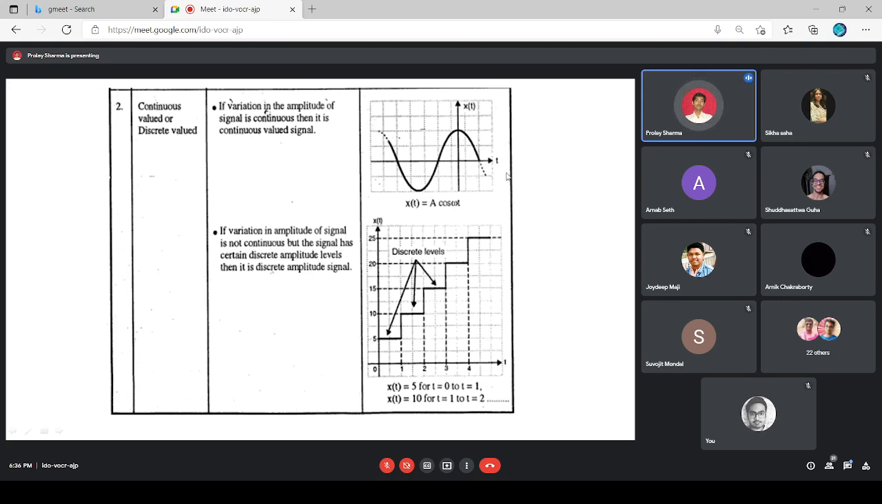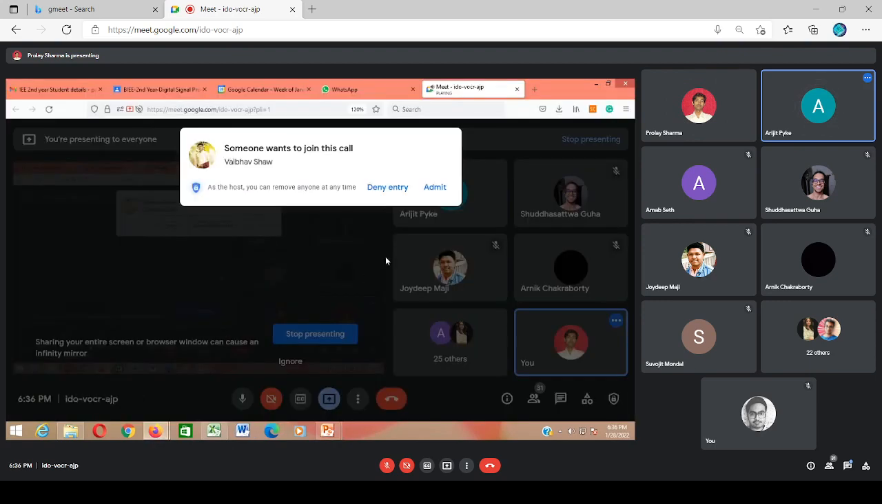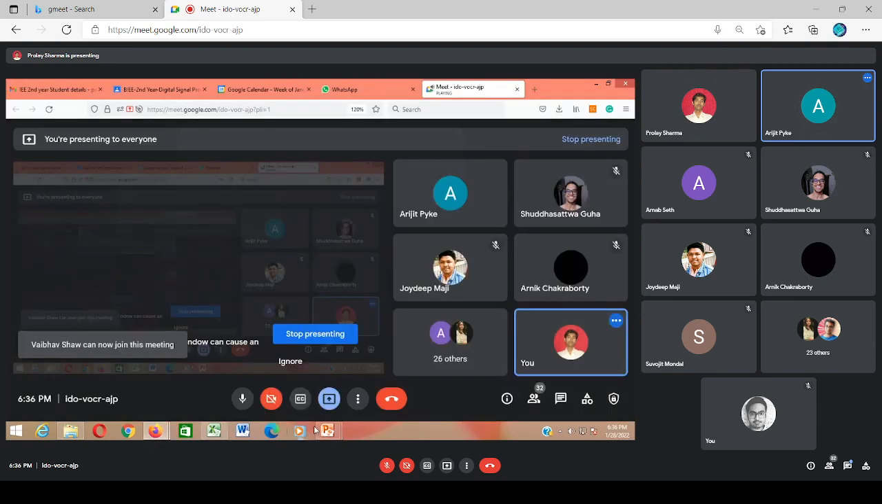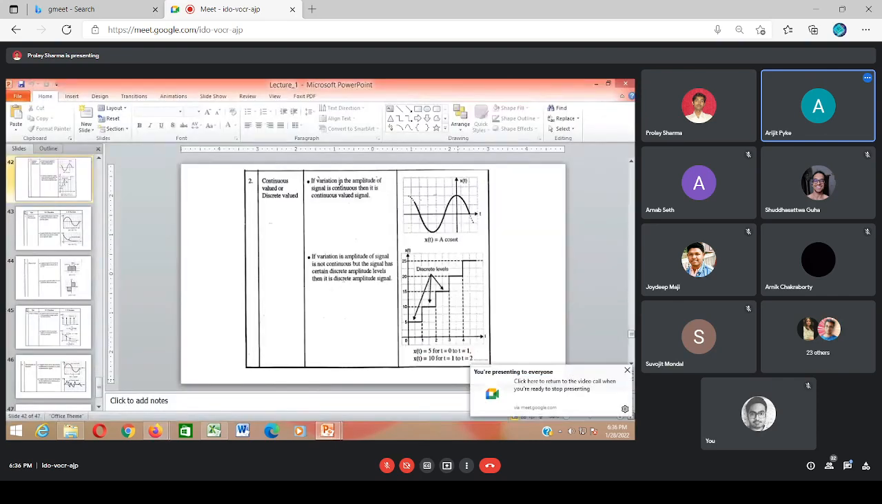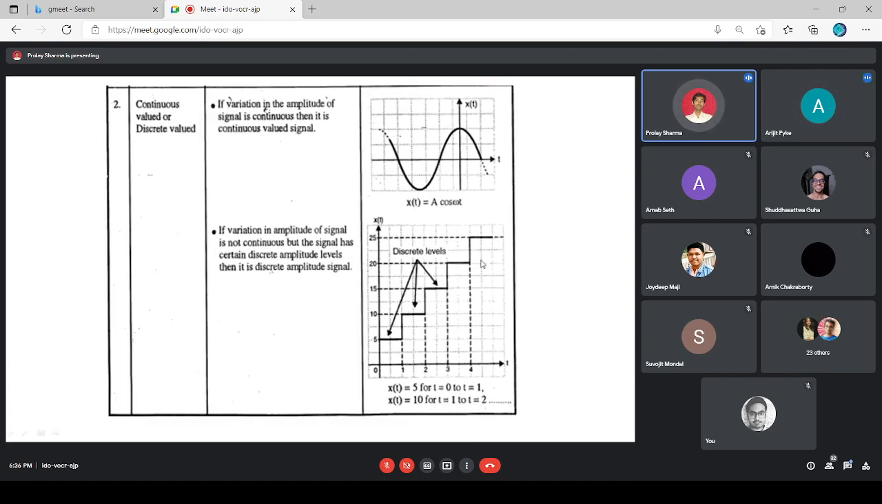This is continuous-valued, that means the signal value is changing continuously. But here the signal amplitude is not changing continuously, but in discrete steps. So that is called a continuous amplitude signal and a discrete amplitude signal. The amplitude of the signal is changing discretely.